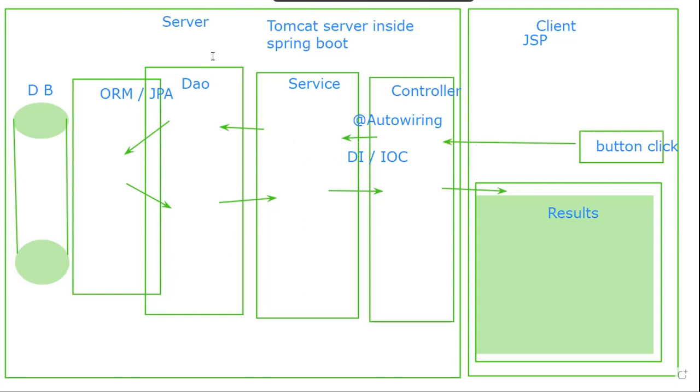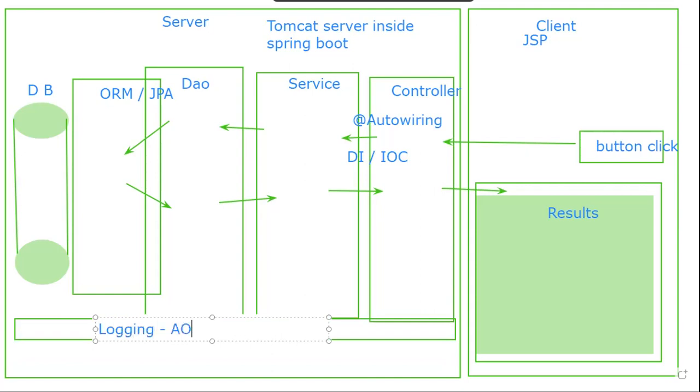And in Spring Boot, we also learned a logging layer. Logging using AOP, which is aspect oriented programming. So we have the AOP. So we did logging. We configured Spring Boot for logging, and all the control flow happening across the layers will be logged. So that is the AOP.